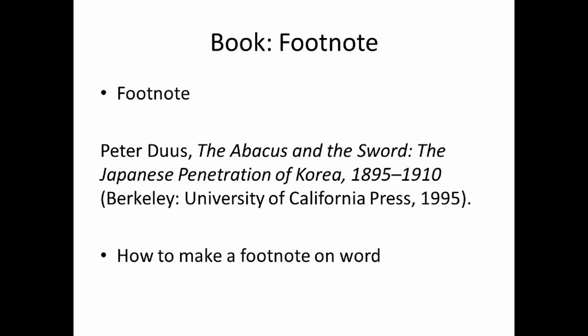So the footnote for this then would be Peter Duus, comma, The Abacus and the Sword, colon, and you might recall that the Abacus and the Sword is written in a larger font. That's how you know it's the title, and then the subtitle was written in a smaller font, The Japanese Penetration of Korea. Notice that there was also years. The way that you would do that then is you would add a comma before the years, right? So the title, colon, subtitle, if there's years, you add the comma, and then the years. Then you would say Berkeley, in parentheses, is the city, colon, University of California Press, comma, 1995, closing parentheses.